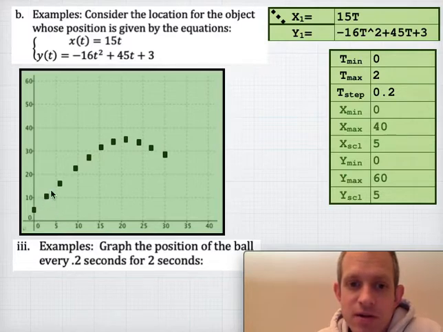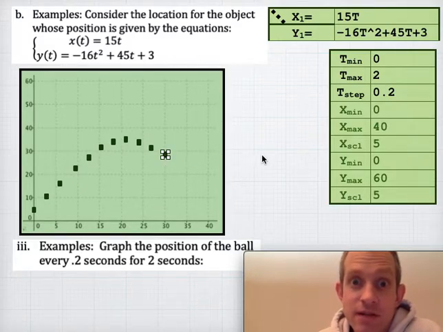And this is how your calculator thought. It started by putting a 0 in for t, and then it put a 0.2 in for t, and a 0.4 in for t, and it plotted all these different points. And those are the locations of the ball at each of those different times. And so this last one was the answer to that last question that I didn't remember the coordinates for, right?